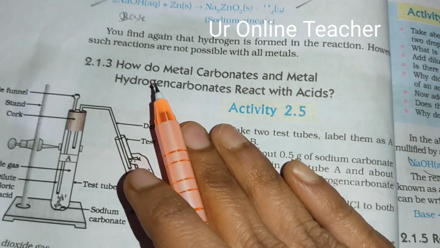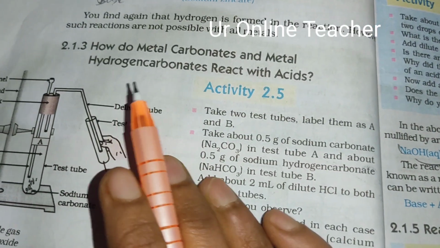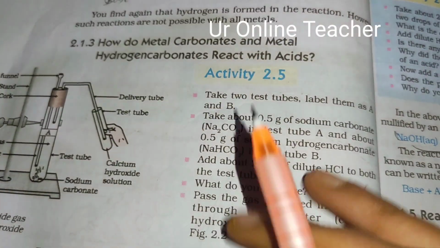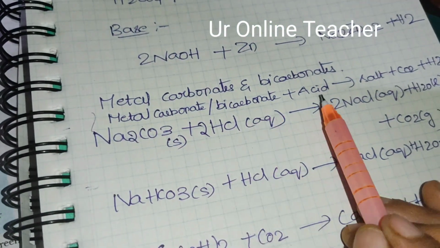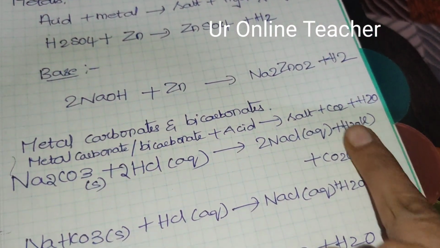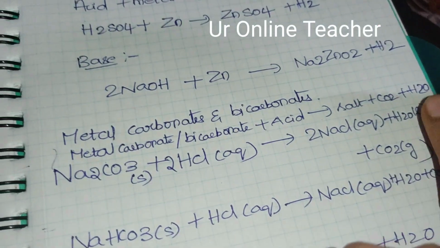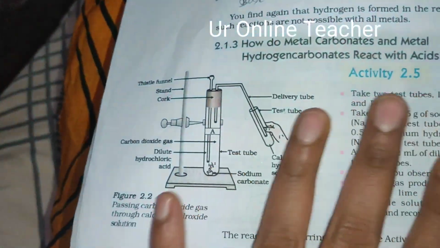Next, how do acids react with metal carbonates and hydrogen carbonates, or we can say bicarbonates also. Let's see the general formula first. Metal carbonates or bicarbonates react with acid to form salt plus carbon dioxide gas plus water. So how is it forming? Let's see the experiment here.